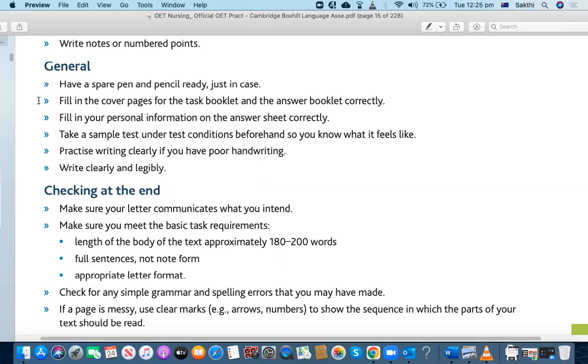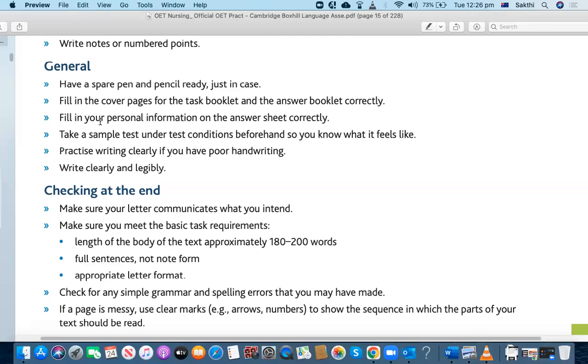During the examination, you need to have a spare pen and pencil ready. So please carry at least two pencils and two pens so that if you need, you can utilize them. You need to fill in the cover pages of the task booklet as well as the answer booklet correctly. You need to fill in the details and then sign them. You have to verify your name, your occupation, and the registration number and things like that. That's really important, and you have to place your signature as well.